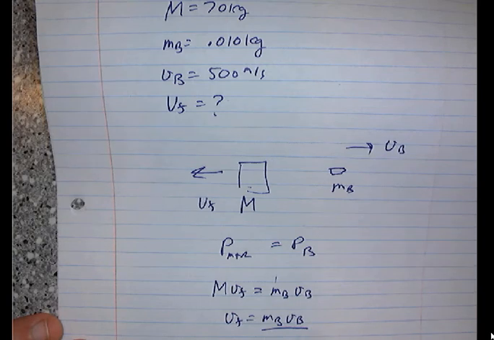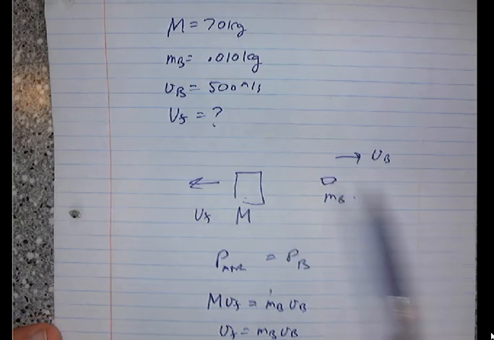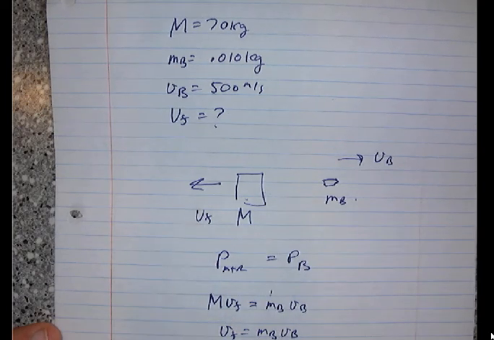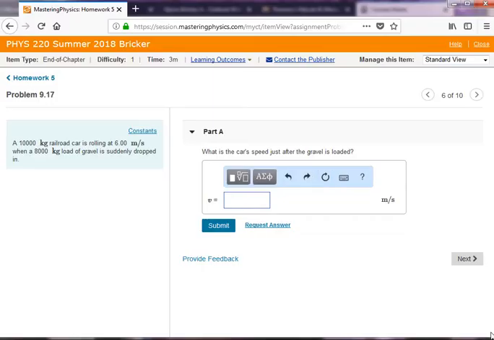So the man and the rifle are a lot more massive than the bullet, so you'll see that this will come out to be a lot smaller speed this way. But a bullet traveling at 500 one way could have the same momentum as something a lot more massive going the other way. Okay, great.